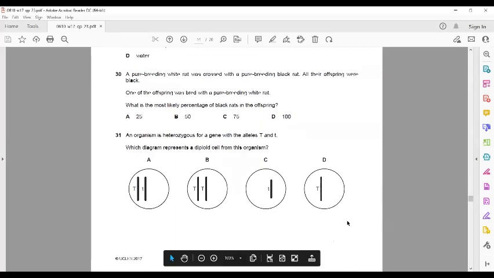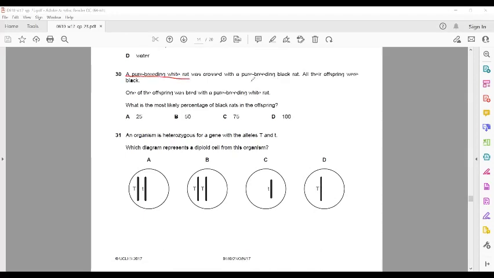30, a pure breeding white rat was crossed with a pure breeding black rat. All their offspring were black. One of the offspring was bred with a pure breeding white rat. What is the most likely percentage of black rats in the offspring? Pure breeding means that both alleles are the same, they are homozygous. So pure breeding means we have homozygous black and homozygous white.